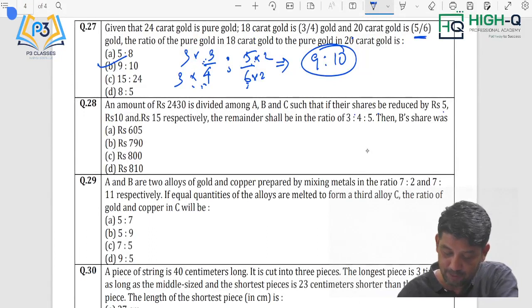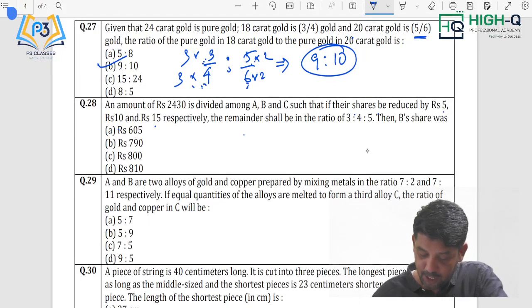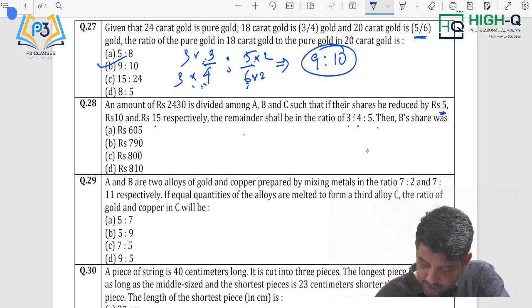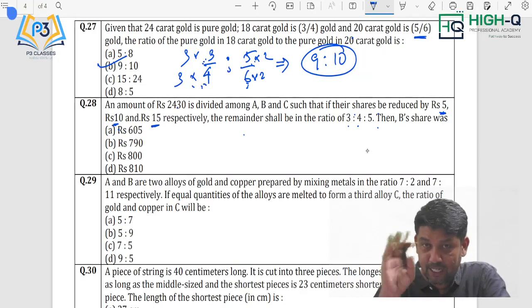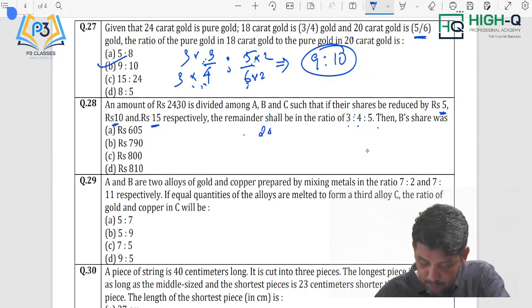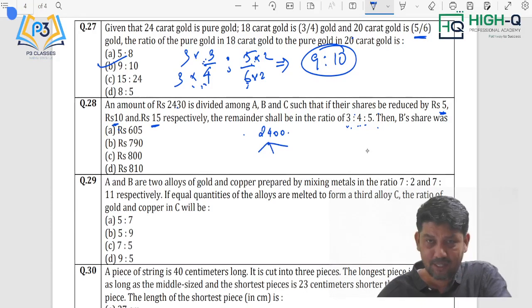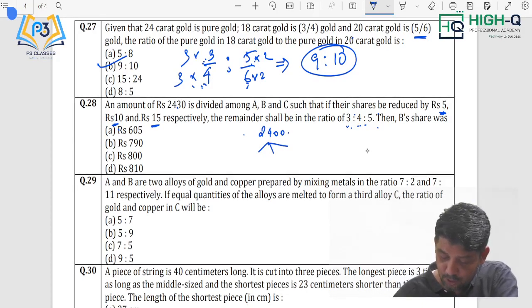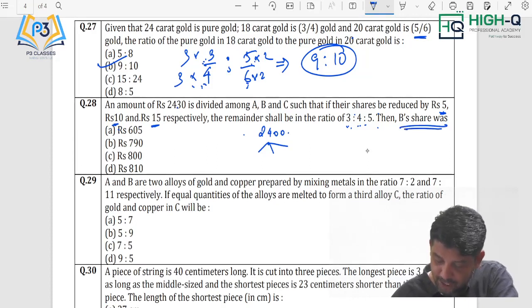Next, an amount of 2430 is divided among A, B and C such that if their shares are reduced by 5 rupees, 10 rupees and 15 rupees, then the remaining shares shall be in the ratio 3:4:5. What is B's share? Very simple question. See, total how much is getting reduced? 30 rupees. So after getting reduced by 30 rupees, the amount is 2400 and it is divided among 3 people in the ratio 3:4:5. Is that right? So find. What is the question? B's share they ask you to find out.